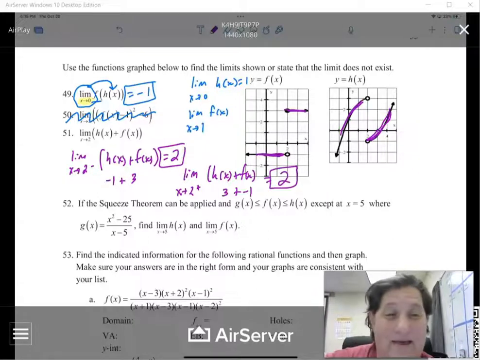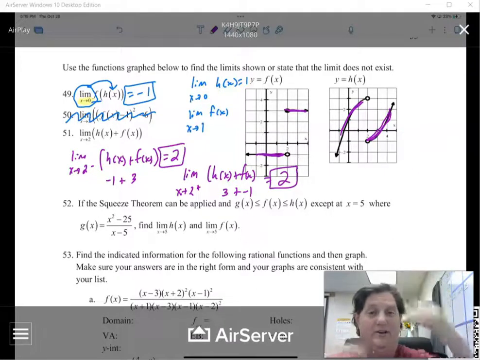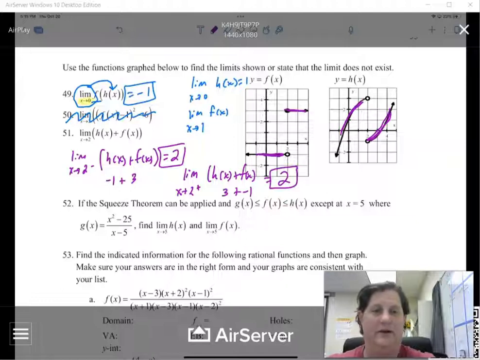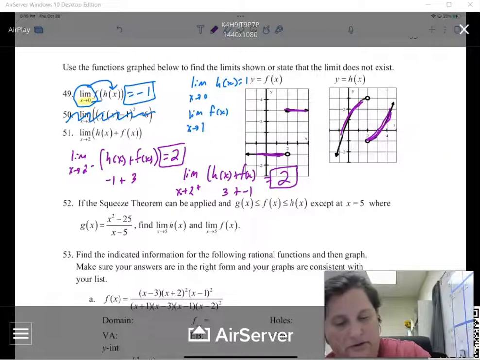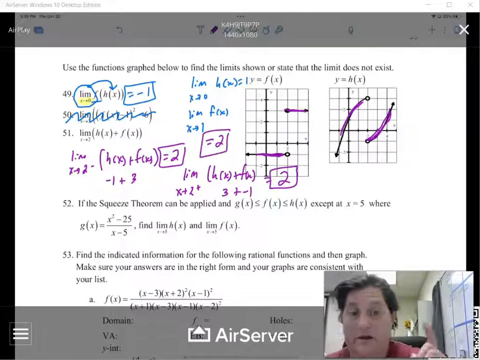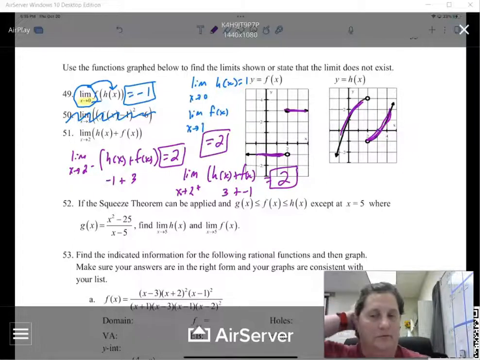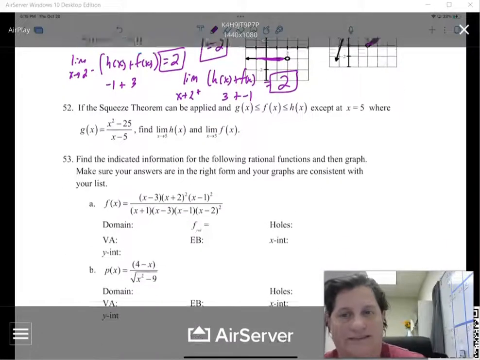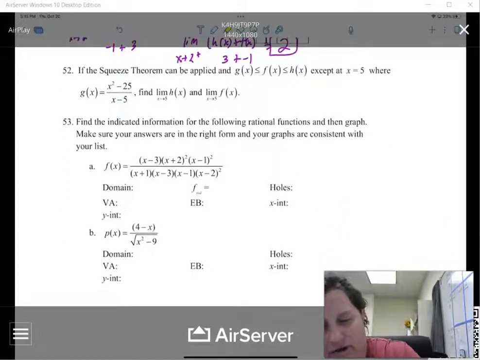So even though we think it might be does not exist because they don't match up, it actually does, because when I take the left-hand limit and the right-hand limit, when I add them together, they both equal 2. So this limit does equal 2. Kind of tricky, but we always want to go through and find left, right? Okay? Cool. You will definitely have a question like this on your test.